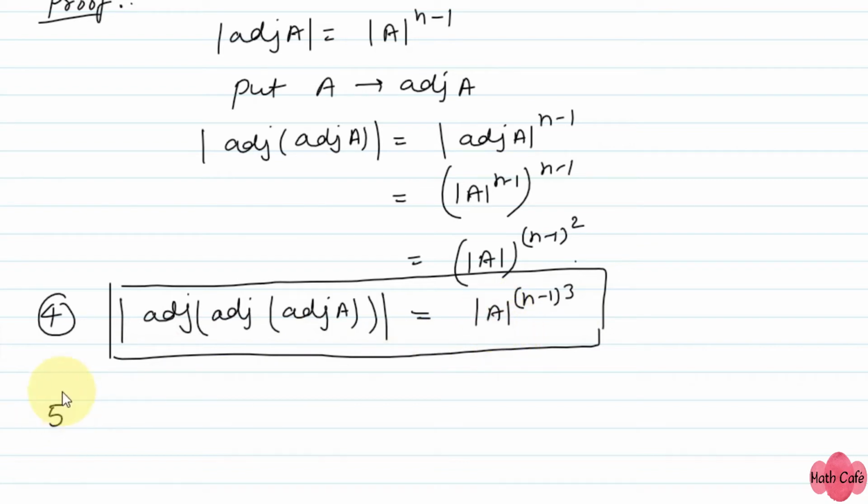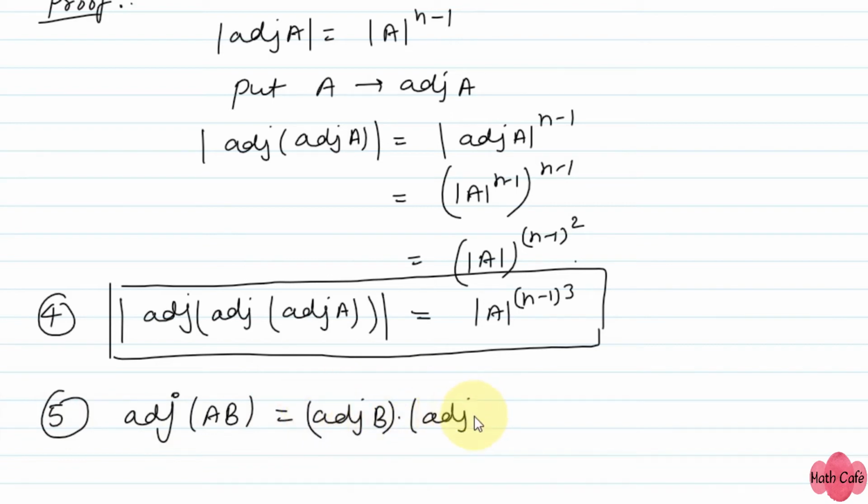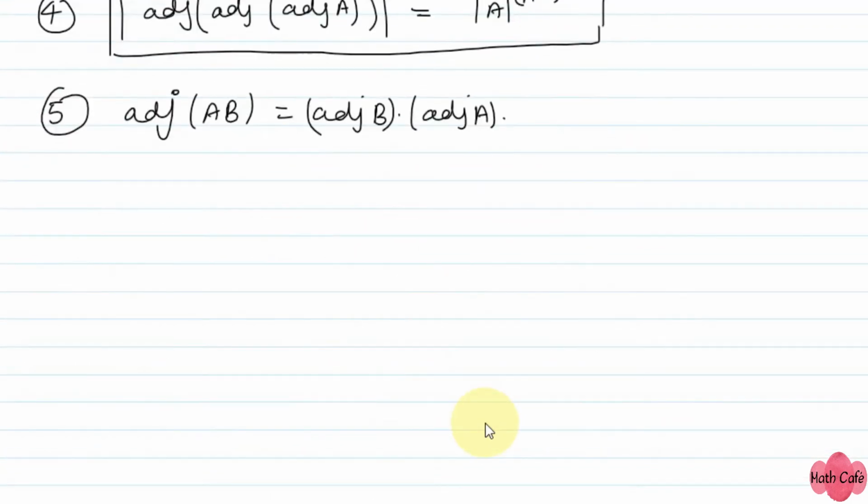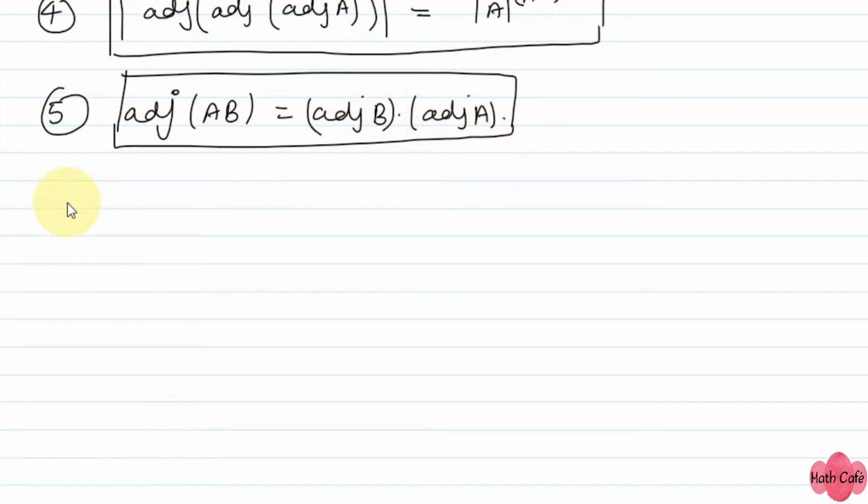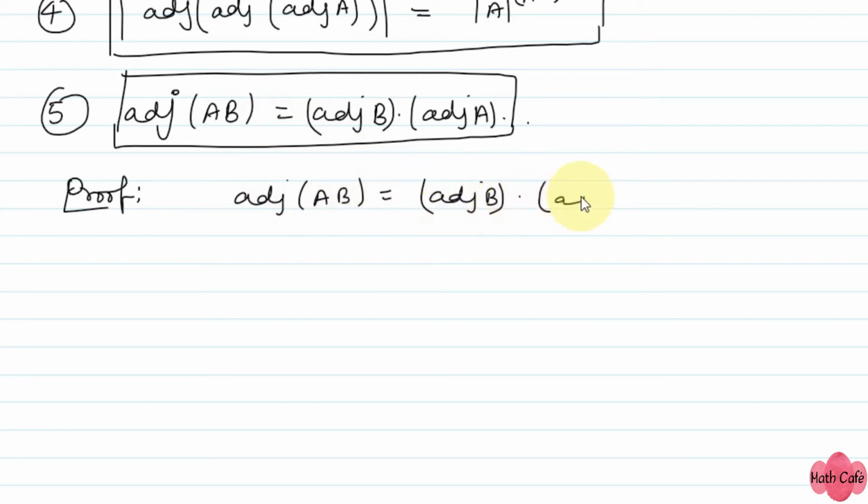Let's move to property number 5, that is adjoint of AB is equal to adjoint of B multiplied by adjoint of A. Alright, this is also an essential property. So let's see the proof of this property. To prove property number 5, we will take this equation and we will show both the sides equal. So adjoint of AB is adjoint of B multiplied by adjoint of A.